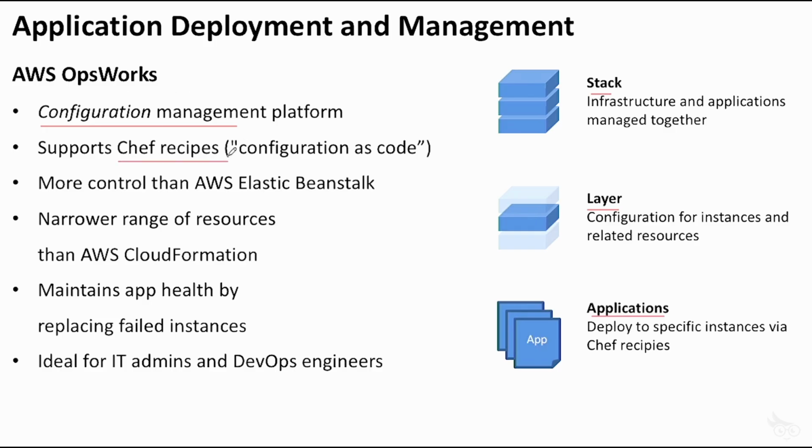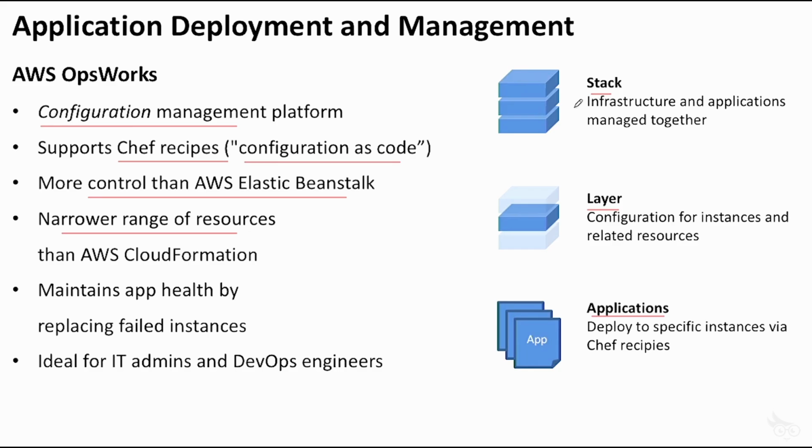So for those of us that might be familiar with Chef, we have access to running Chef recipes, which we might call configuration as code. We're going to get more control than Elastic Beanstalk, but a narrower range of resources than we would have access to with AWS CloudFormation. But we still get control over all of the infrastructure and the applications that are being managed.